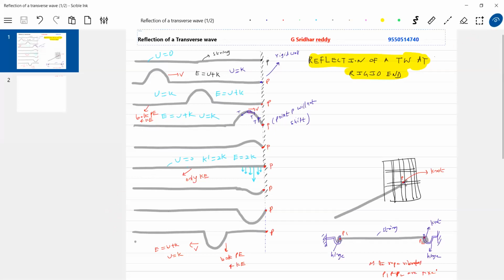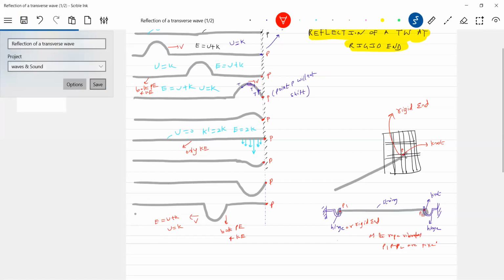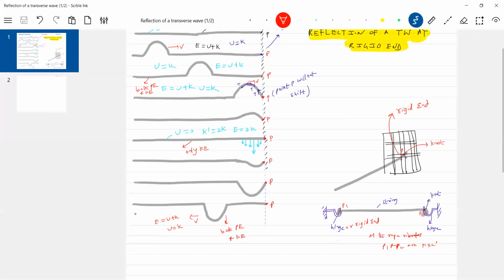How you have to connect a rope exactly, where it will be like this. I think this horizontal beam will not permit the knot to move. Therefore, the reflection at the rigid end. The point P will now become like a rigid end. I'm giving several examples so that you will understand. Okay, this is what you are learning. Okay, let me take the reflection at a free end.